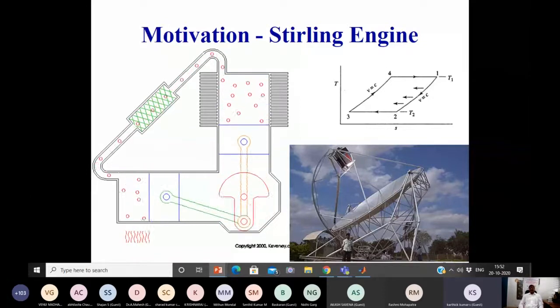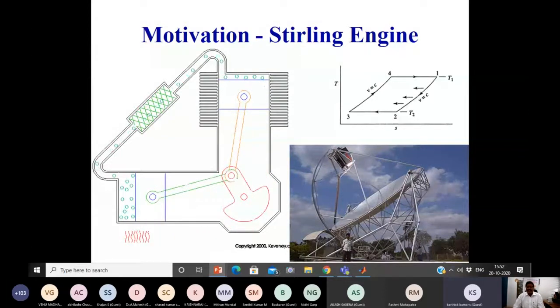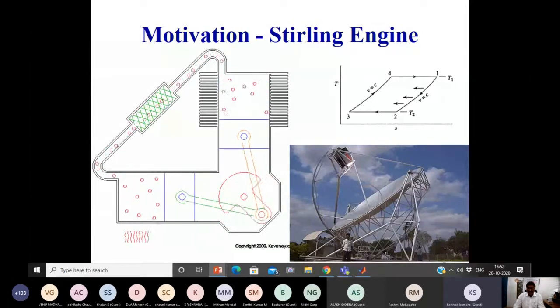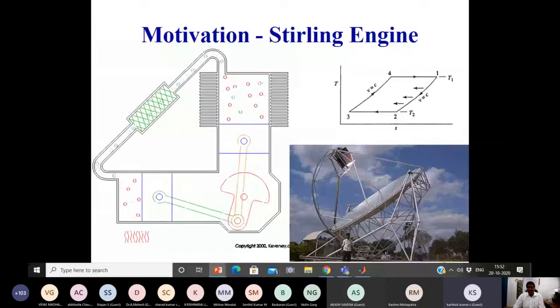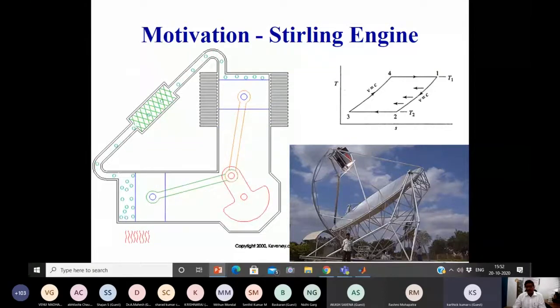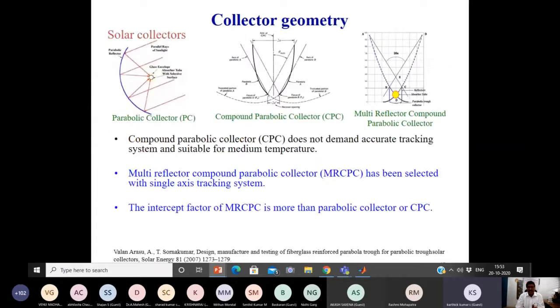So these are the issues, I can say the challenges, in running solar thermal systems using these active drive systems. So immediately, we can start or initiate the development of this passive drive with a reasonable accuracy. There are plenty of problems or challenges associated with the solar thermal system, but in this work we identified the power requirement of the tracking. To address this issue, the solution is the power free tracking method.